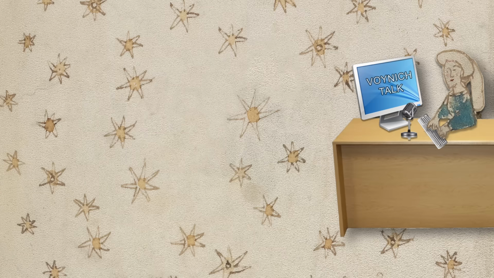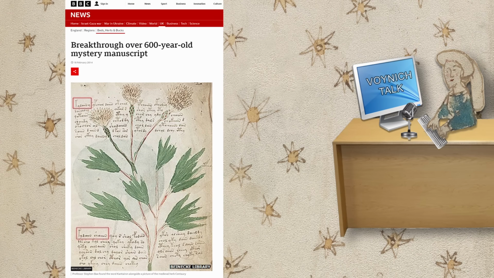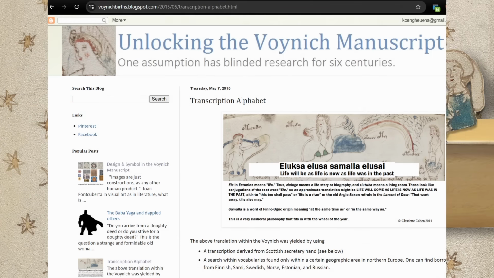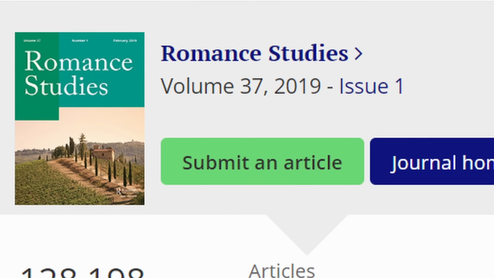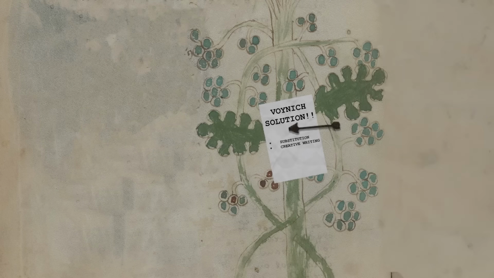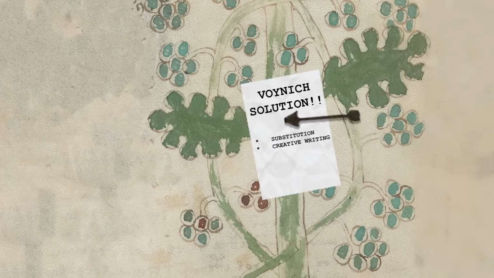No, we are interested in the most common kind of solutions. The ones you see in the media every couple of years, or enthusiastically proclaimed on forums, blogs, or even in peer-reviewed journals that sometimes forget to peer review. Let's have a closer look at this average Voynich solution. How does it actually function?